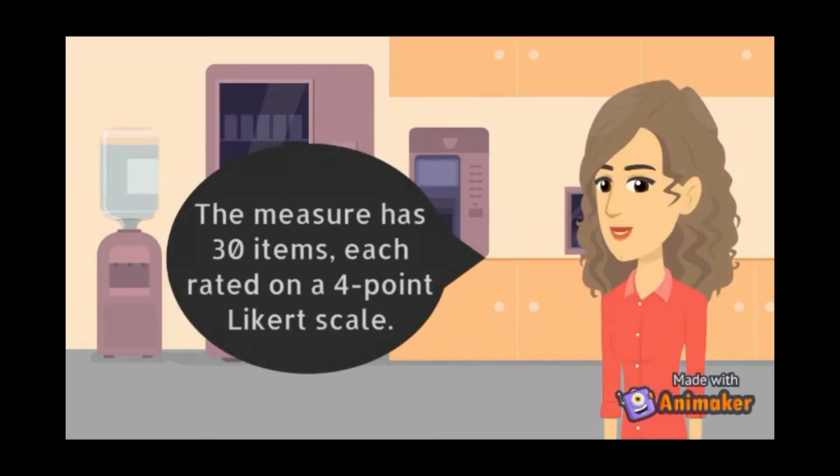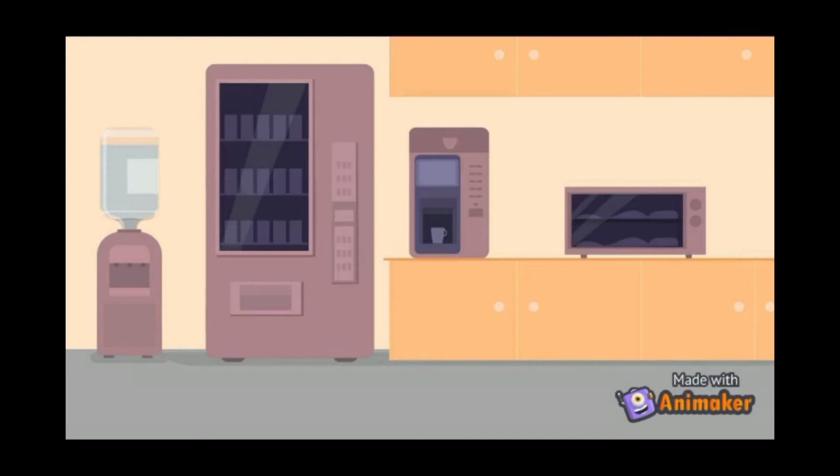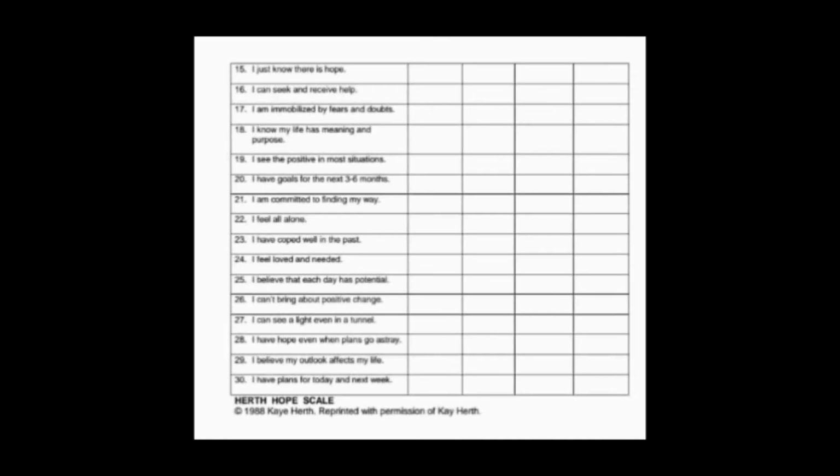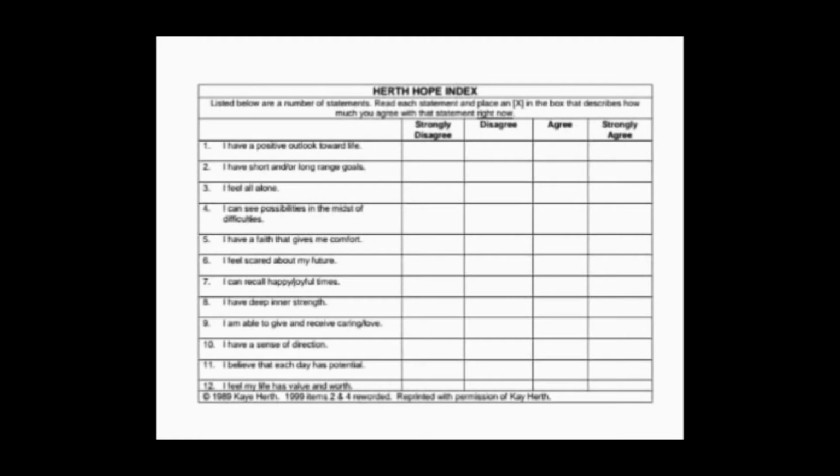The measure has 30 items, each rated on a 4-point Likert scale. 10 questionnaire positions have been assigned to each of them. Meanwhile, the Herth Hope Index has 12 items, each rated on a 4-point Likert scale. This is the Herth Hope Scale assessment form. This is the Herth Hope Index assessment form, which is the short form of HHS.